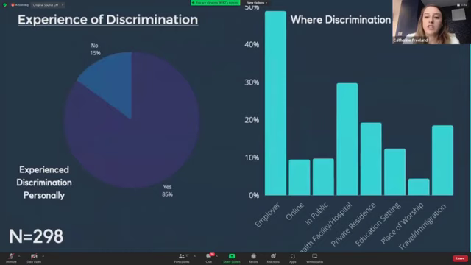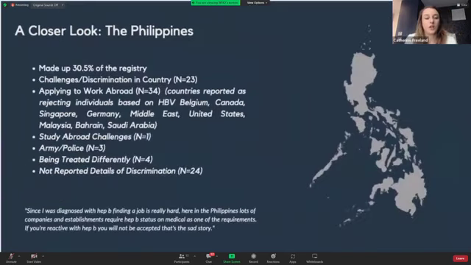The majority of individuals had experienced discrimination personally, and most by an employer, followed by a health facility or hospital-based discrimination, and travel or immigration-related discrimination. I'd like to take a look at the Philippines, since it was one of the most commonly reported countries that we heard from. The Philippines made up about 30% of our registry responses, and most of the discrimination happened for individuals applying abroad to work or in country and experiencing discrimination in these specific situations.